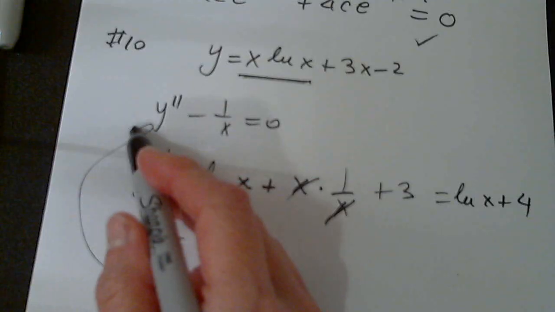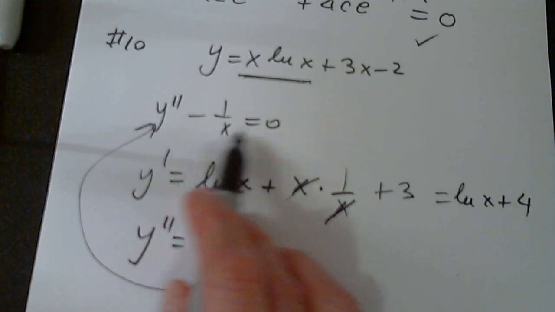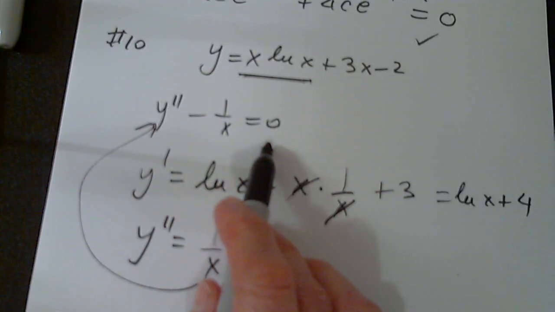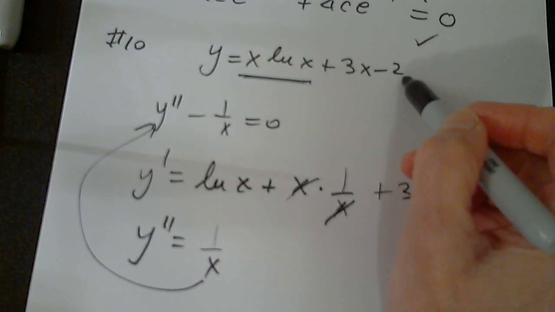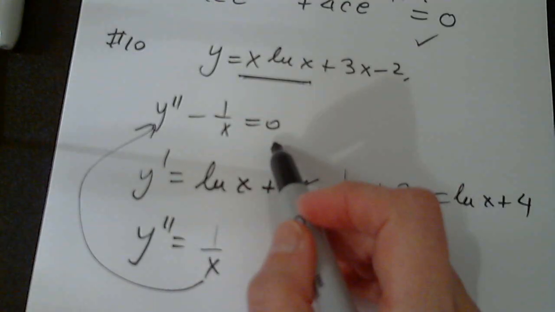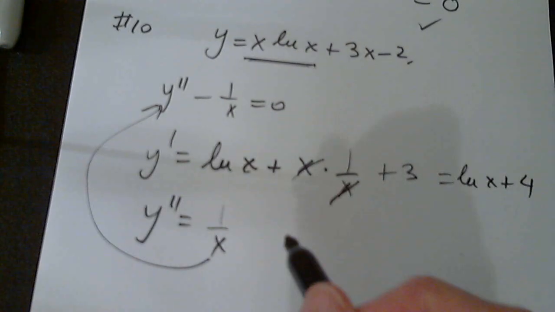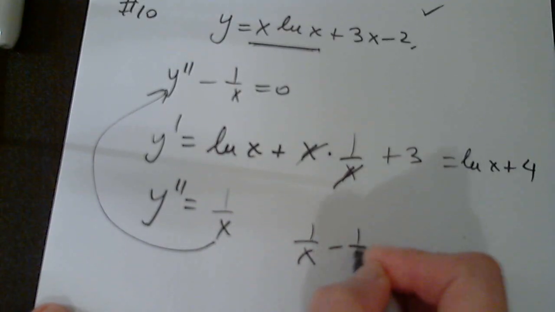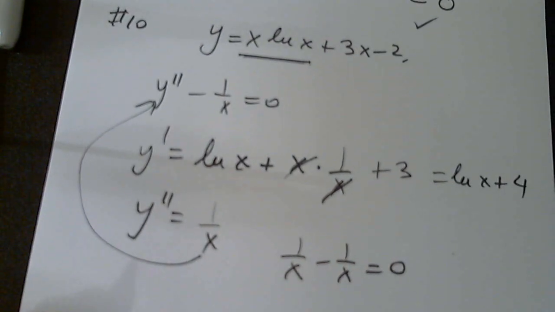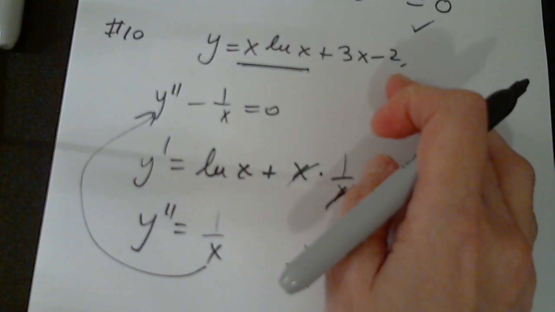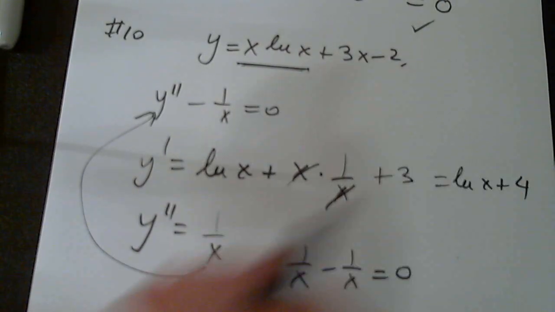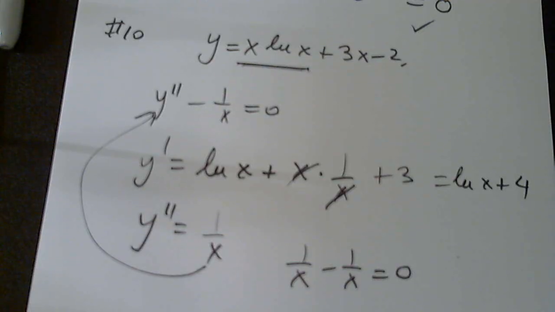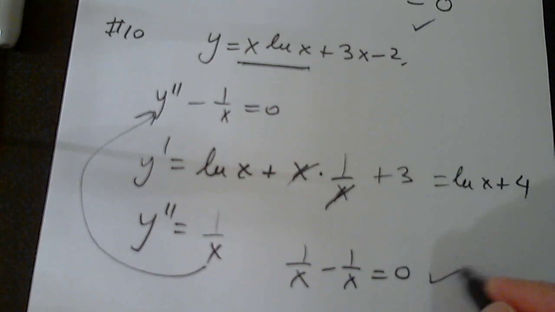All I have to do is just plug it in here, subtract 1 over x, and see if I get 0. If I get 0, I'll say yes. It's a solution. If I don't get 0, I'll say no. So, is 1 over x minus 1 over x 0? If you say yes, I'll say this is one of the solutions. If you say no, then it's not. Yes. Yes, of course, this is true.